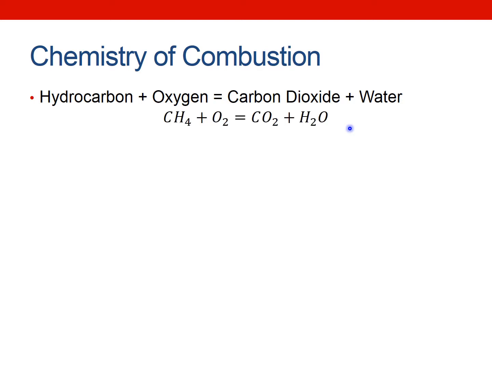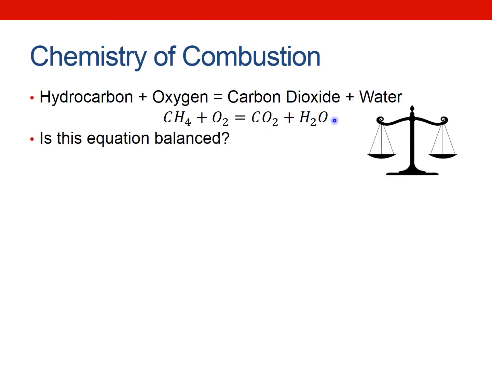So let's start off with a simple formula. We're going to use methane as an example. We have CH4, methane, plus oxygen, which goes around as 2 oxygens in a pair, O2, and that gives us carbon dioxide, CO2, and water, which is H2O. Now, it's important to balance chemical equations. Is this equation balanced? The answer is no, because we need the same number of carbons, hydrogens and oxygens on one side of the equation as we do on the other.